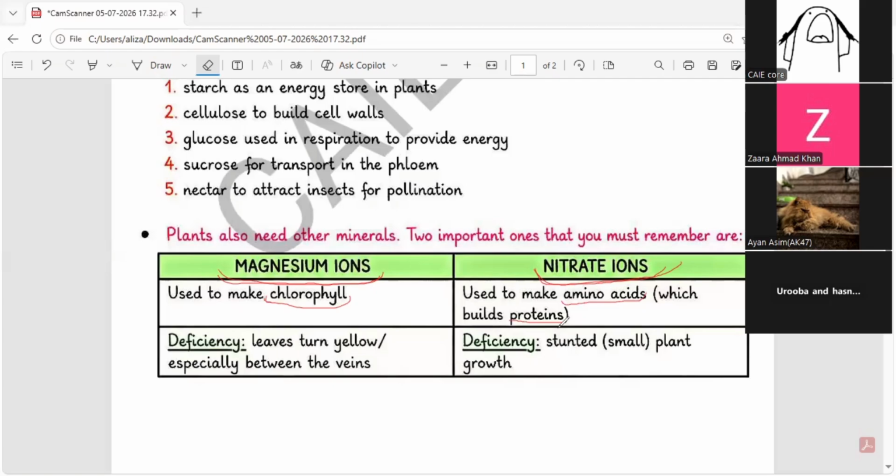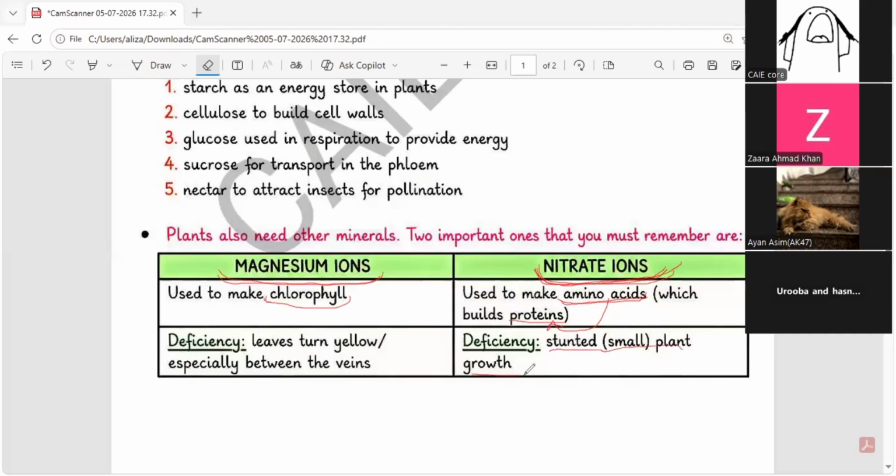And if this nitrate ion is not present, the plant will not be able to grow, because you need protein to grow, like humans do, right? Even we need protein to grow. So nitrate ions are used to make amino acids, then these amino acids are used to make proteins. And if nitrate ion is not present, the plant will have stunted, that is small, plant growth.